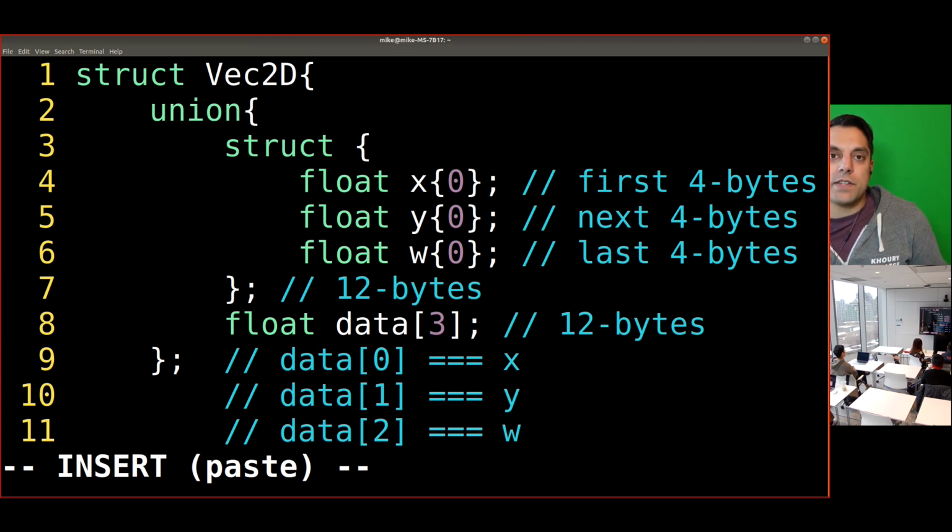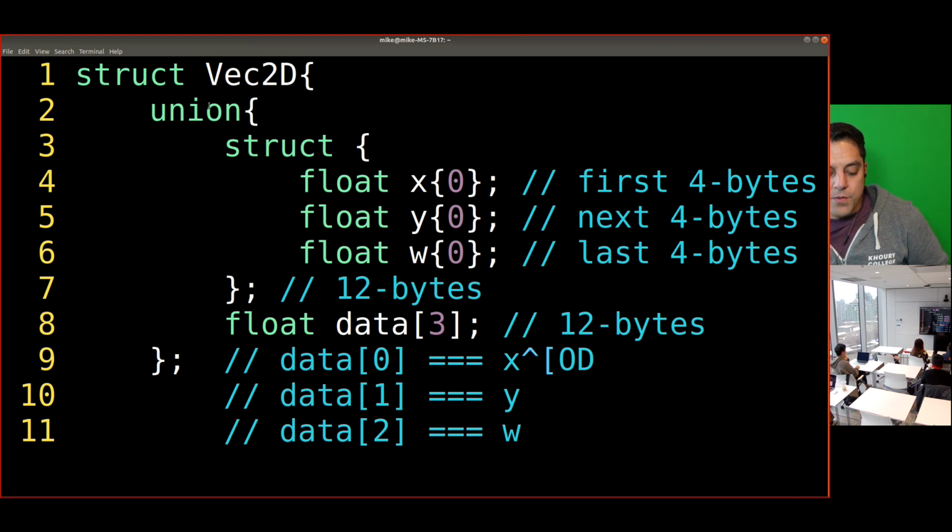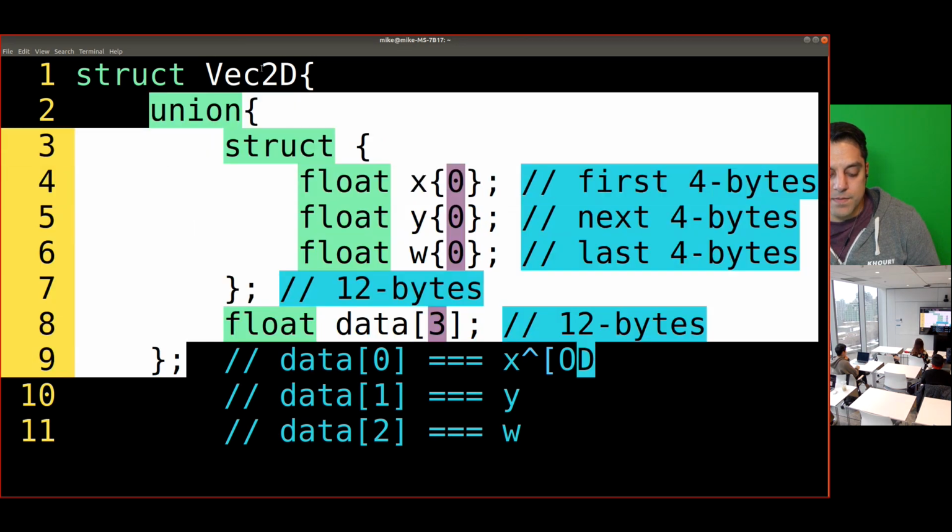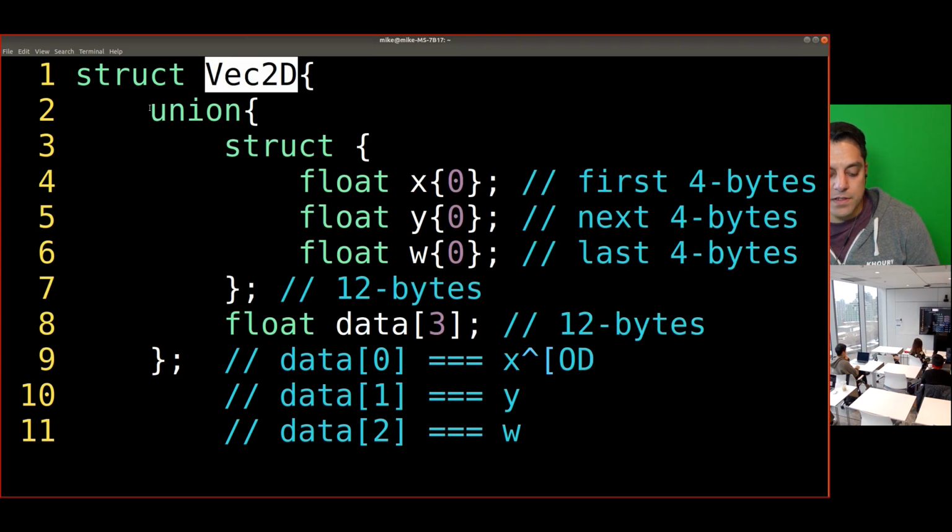Now, any questions about that union and why I've chosen to represent it in this way? I have a question. I'm a bit confused why use union on this struct. Yeah, so let me show the union here. I'm declaring this union within this vec2d here.